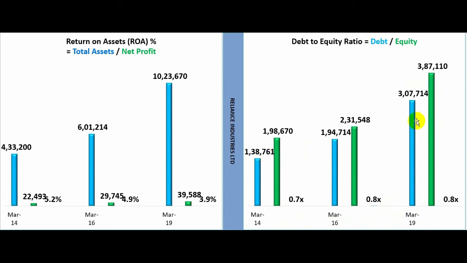In March 19, the company's sources of funding were divided into debt and equity. Debt contributed around 3,07,000 crores and equity contributed around 3,87,000 crores to the business. We don't want the debt portion to be very high, as that would mean that the company would have to pay more and more interest cost and its finance cost burden would increase.